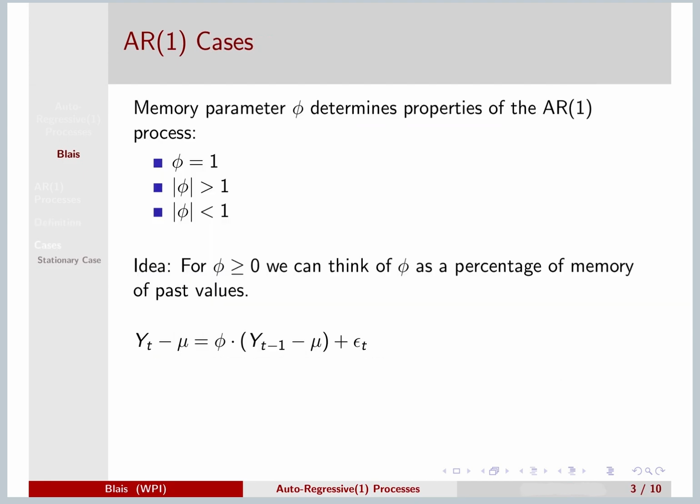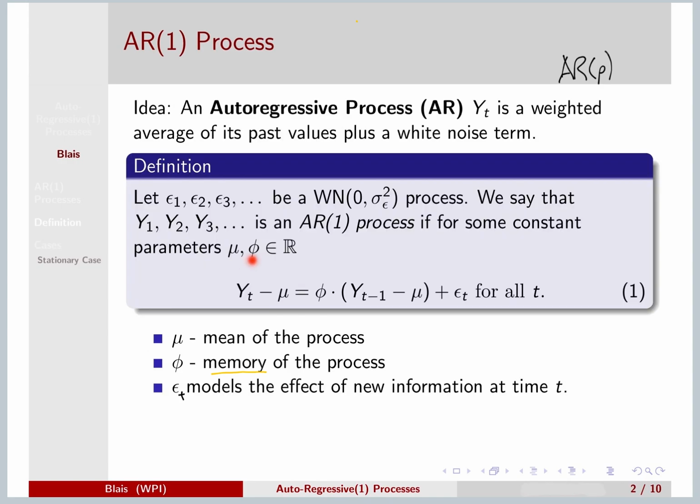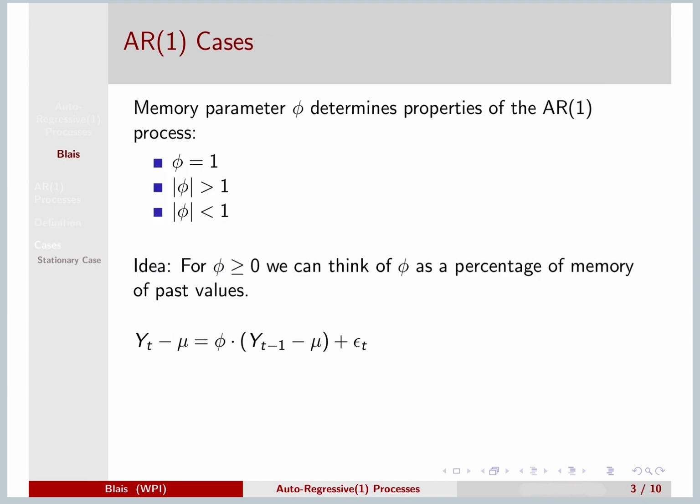We have a few different cases. It turns out for these two parameters, mu doesn't matter. Mu can be anything, but the behavior and the key properties of the AR1 very heavily depend on phi. And we have three cases. The first case, phi equals 1. The second case, when the absolute value of phi is bigger than 1. And the third case, the absolute value of phi is less than 1.